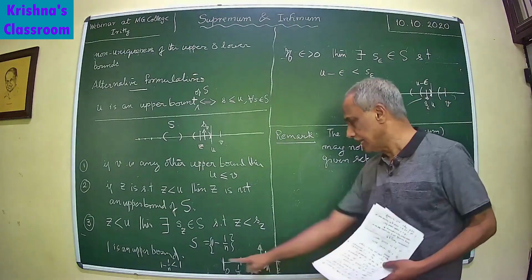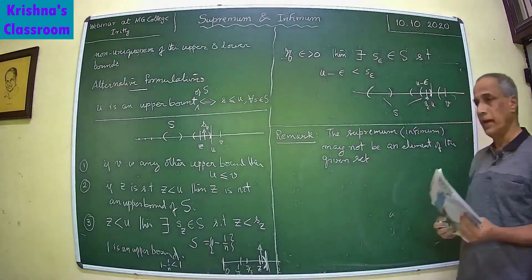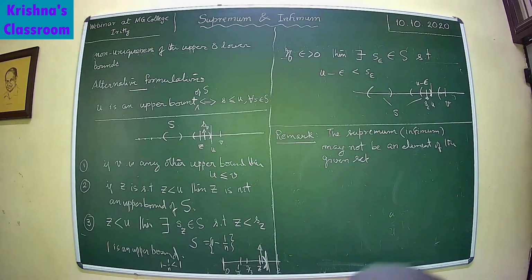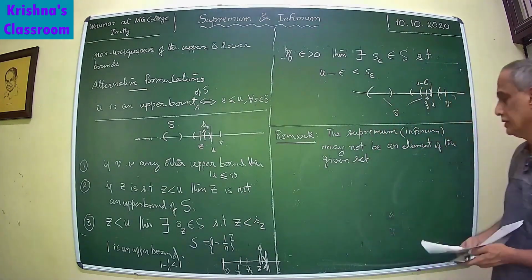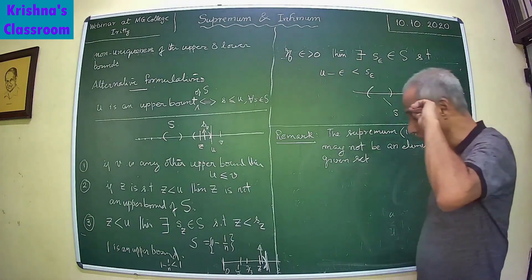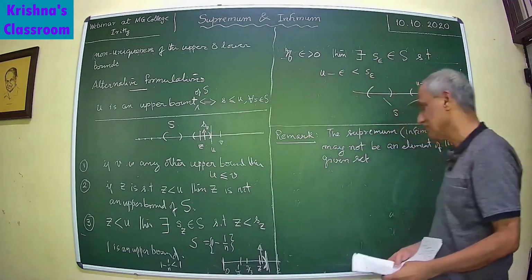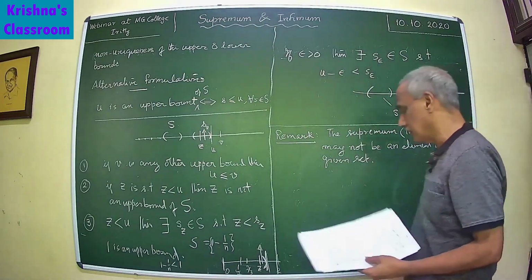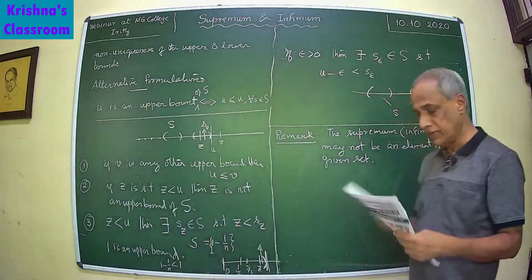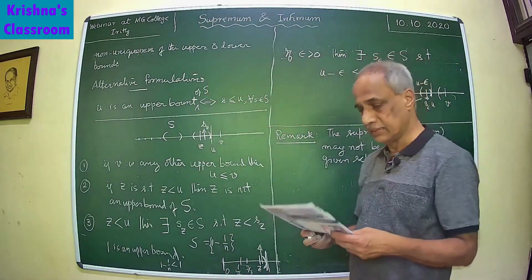I mean, here, see, S consists of all those elements of the form 1 minus 1 by n, and 1 is not in it. 1 is not a member of that, but 1 happens to be the supremum. So also 0 happens to be the infimum, and of course there 0 happens to be in it. Okay, so it's not necessarily true that infimum and supremum belong to the same set.